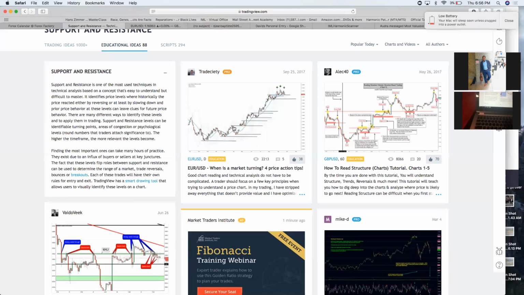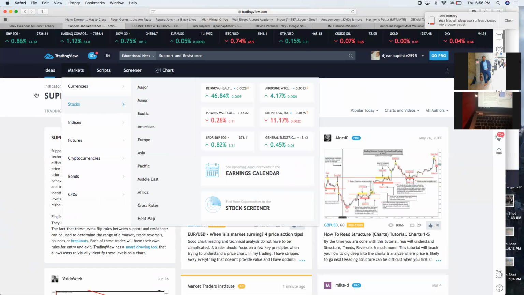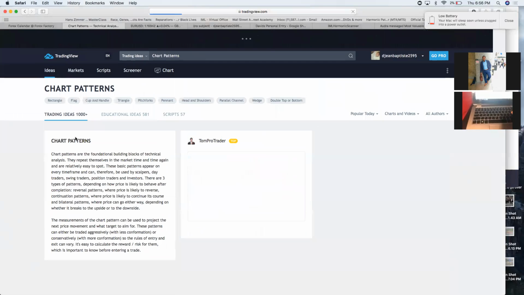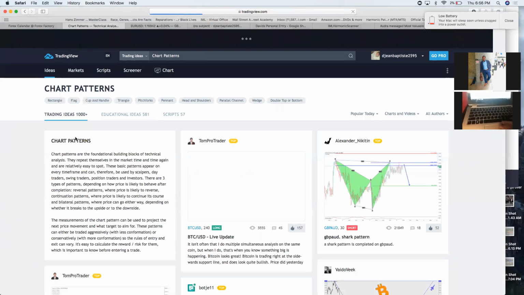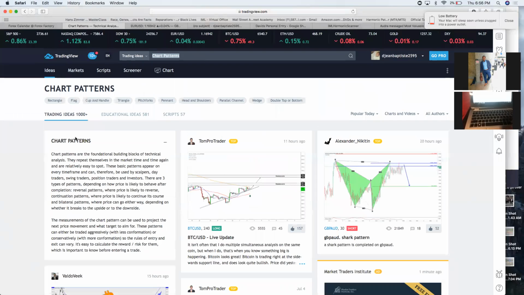So, support and resistance, and you have all the information that you need. Just to get a little bit more information about it, you can click on ideas and you have them in these tabs. So we went over trend analysis, harmonic patterns, chart patterns as well too. So a lot of people use these chart patterns to get an idea of what is going on in the market.